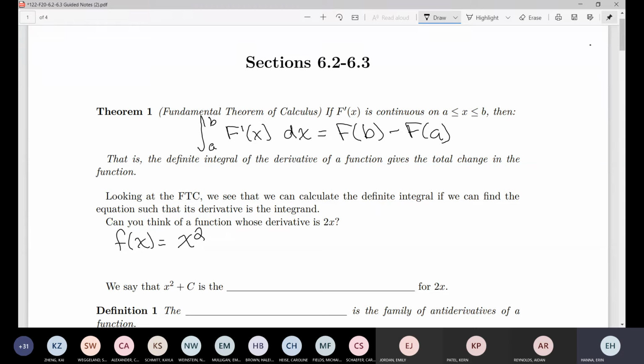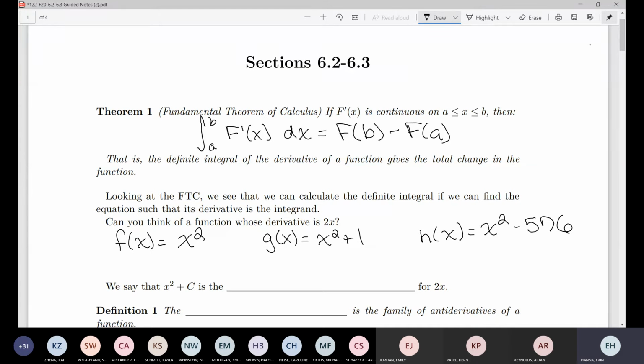Can anyone give me another one? Can anyone think of another one? I'll give like 5 seconds. I'm gonna blow your minds. What about x squared plus 1? The derivative of that is 2x, right? What about x squared minus 576? The derivative of that is 2x, right?